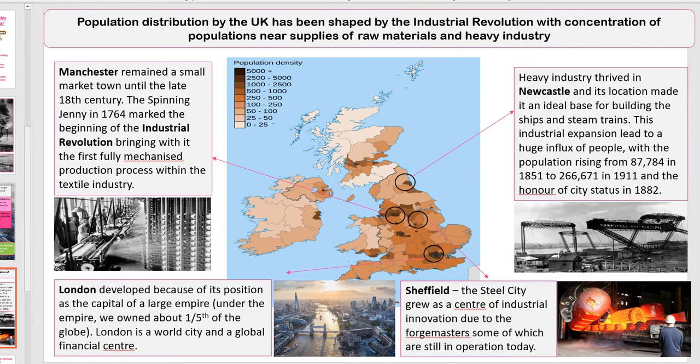So we need to look at a few reasons for this population development, and we need to try to relate it to the Industrial Revolution. So let's just have a look at a few examples here. So Manchester, this is a place during the Industrial Revolution that was really known for the textile industry.